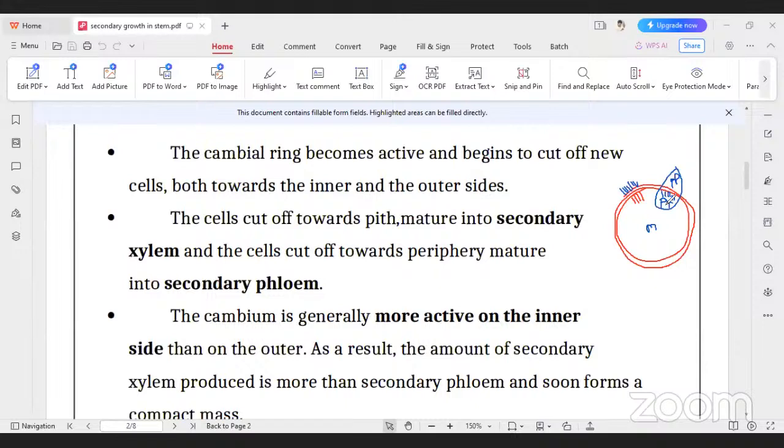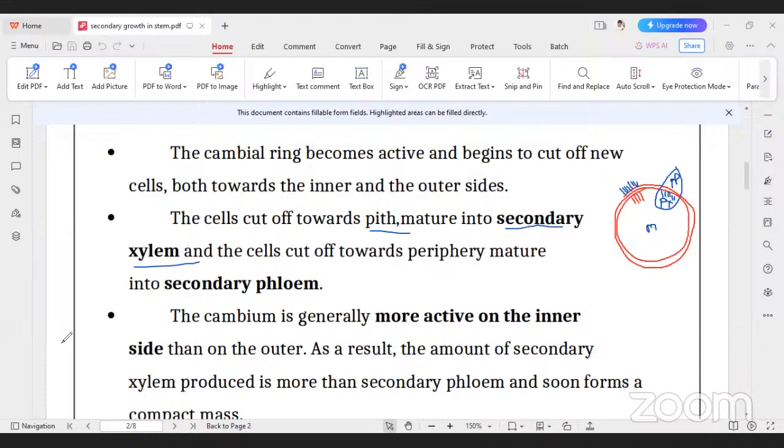The primary xylem already existed in the primary structure, but after cambium ring formation, due to the activity of this cambium ring, both xylems are formed inside and outside. On the inner side toward the pith, secondary xylem is formed, and on the outer side, secondary phloem is formed. The cells cut off toward the pith mature into secondary xylem, and the cells cut off toward the periphery become secondary phloem.